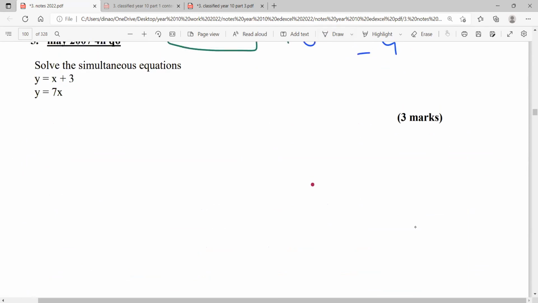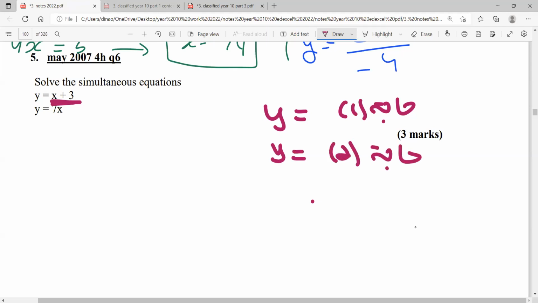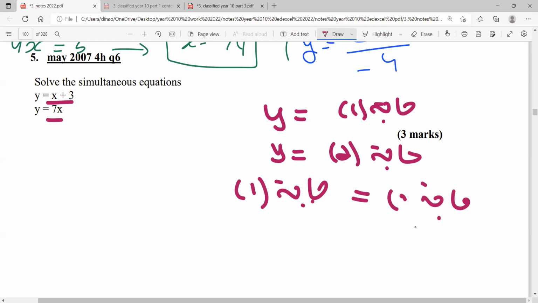If y equals expression one, and y also equals expression two, then if y equals expression one and y equals expression two, expression one is equal to expression two.